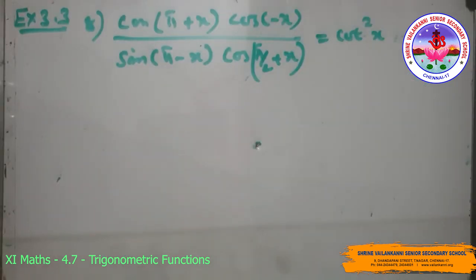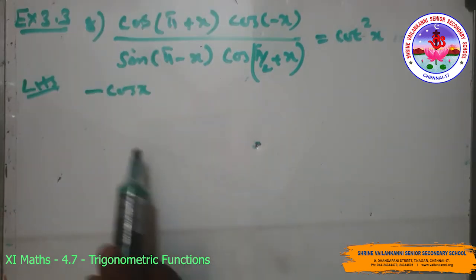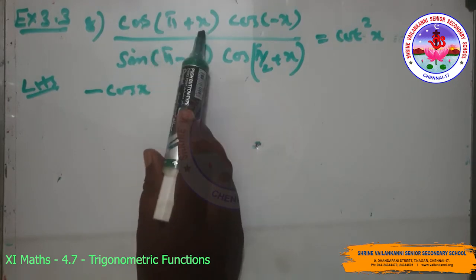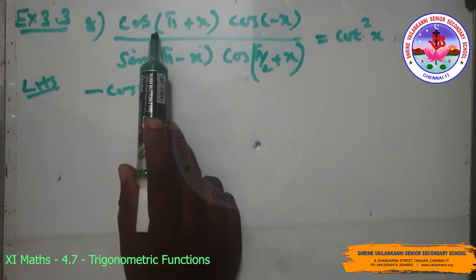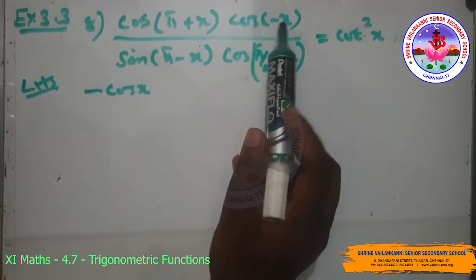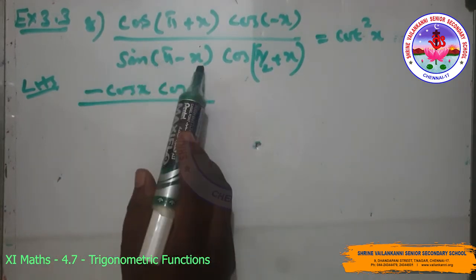8.1. Prove that cos(pi + x) cos(-x) / [sin(pi - x) cos(pi/2 + x)] is equal to cot squared x. So taking LHS, cos of pi plus x, that is pi plus x which lies in the third quadrant. Here tan and cot are positive, cos is negative. So writing this as minus cos x. So cos of minus x is cos x by sin of pi minus x.